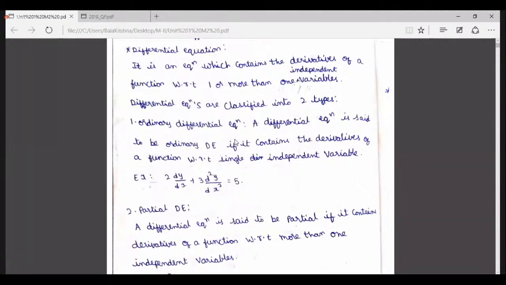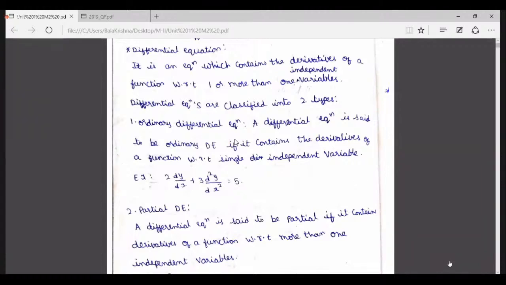Good morning, everyone. This is your M2 regarding the revision. So I'll be just revising the first unit. If you remember in your syllabus, the first unit is related to ordinary differential equations. In this first unit, you have two parts. The first part is related to ordinary differential equations of first order, first degree, whereas the second part is related to ordinary differential equations of first order but higher degrees.